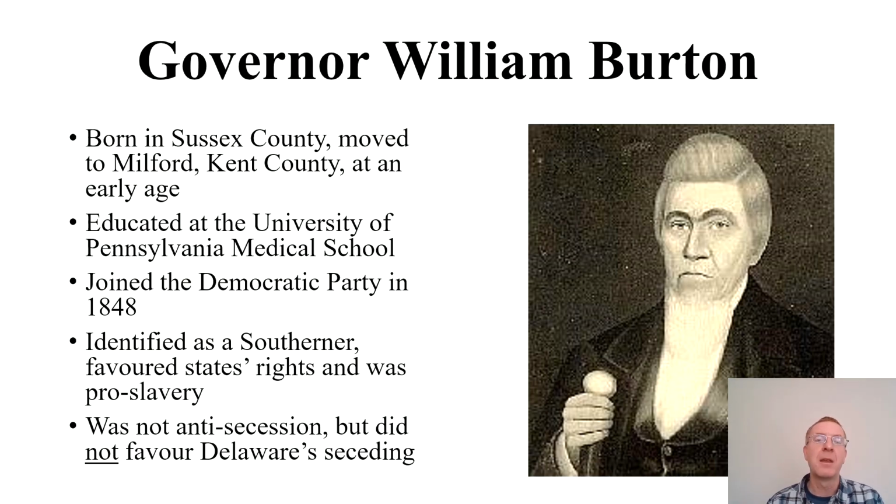He gets on with them, but he's a Democrat, and he has been since 1848, when there wasn't much point in being a Whig anymore. He personally identified as a Southerner. Culturally, he favored the South. He was very much a supporter of the idea of state sovereignty over the federal government, and he was pro-slavery.